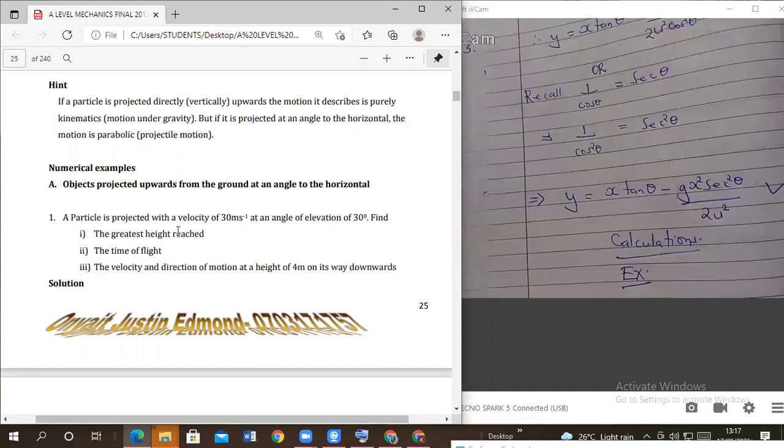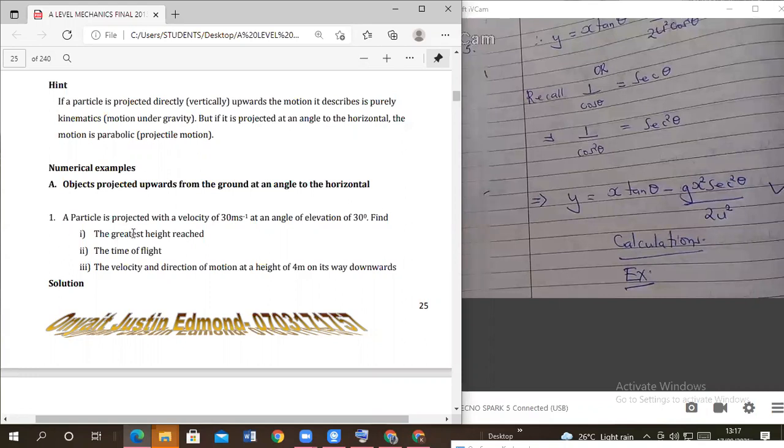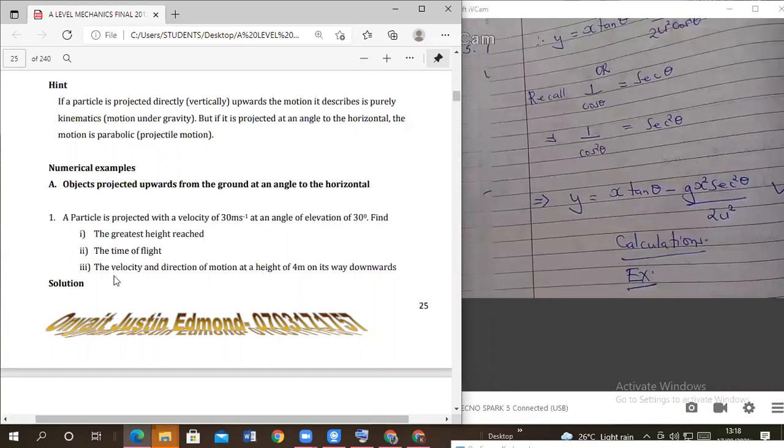A particle is projected with a velocity of 30 meters per second at an angle of elevation of 30 degrees. Find the maximum height or the greatest height reached, time of the flight, then the velocity and direction of motion at a height of 4 meters on its way downwards. Members?